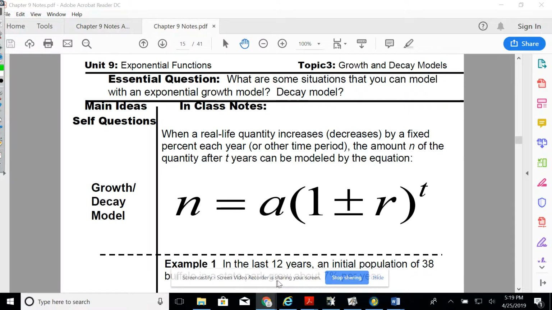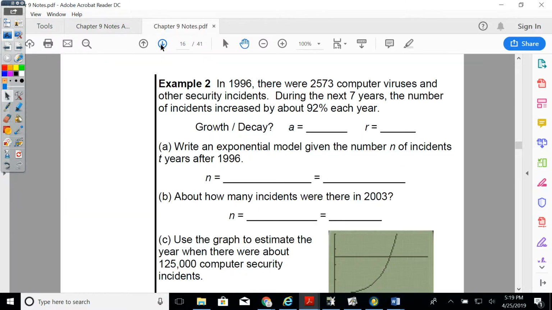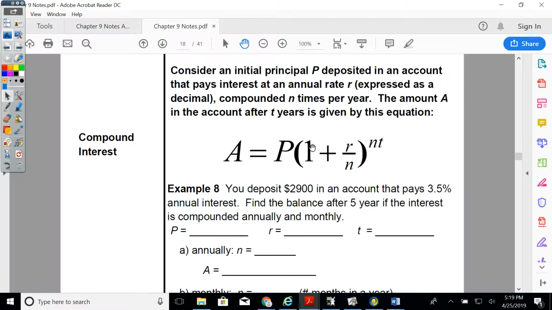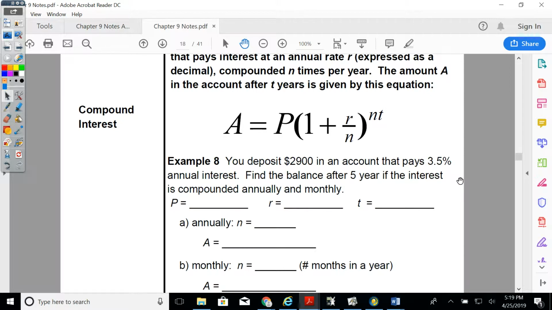All right, continuing our notes from yesterday, Unit 9, Topic 3, the models. Today we're going to do the interest rate models. So in the notes, we're on page 18. And this one gives you interest rate for savings. If you deposit money in a bank, how much interest does it grow each year?